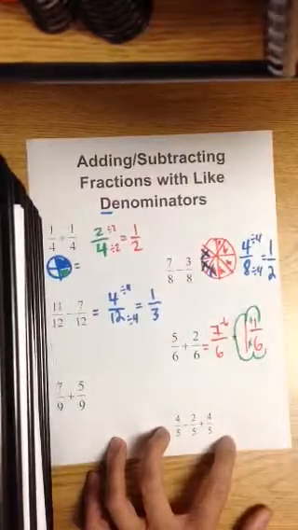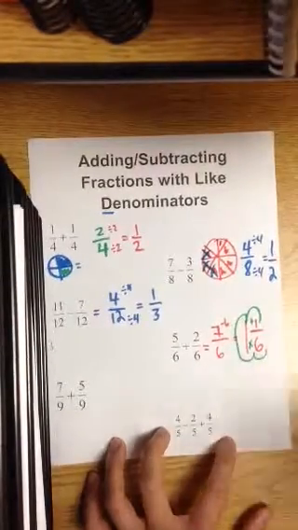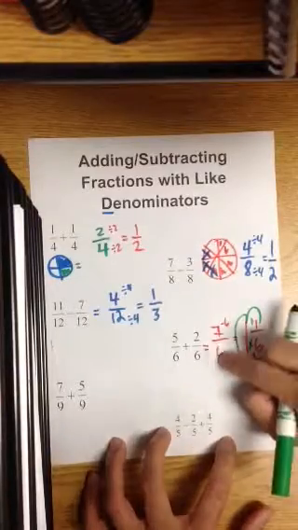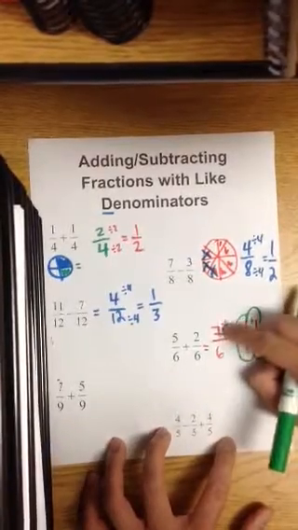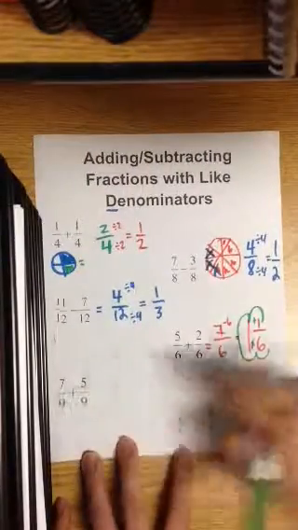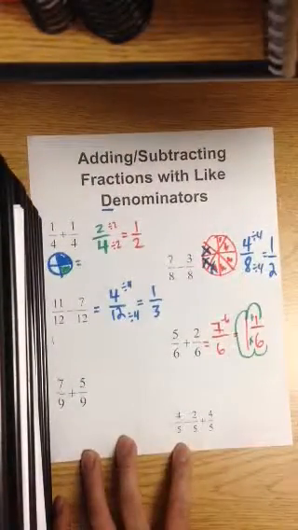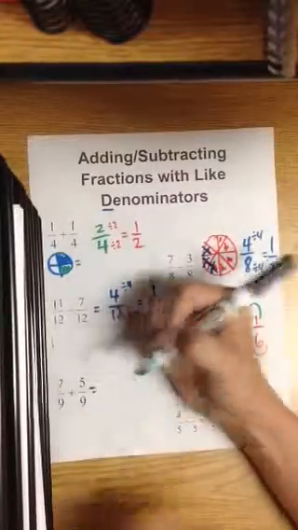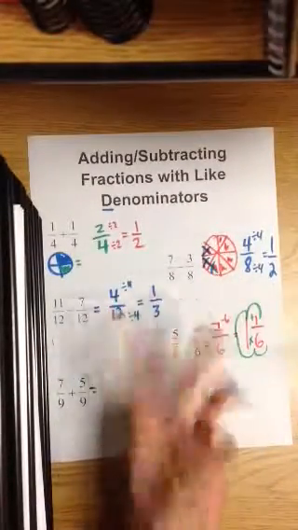If you cannot do this in your head, you can do Taibo. But again, our goal is to try to do this in our head. How many 6s go in 7? One time. And what do you have left over? 1/6.